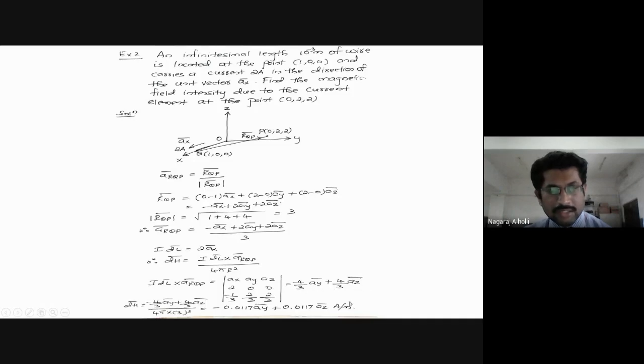That is, I dl bar cross aRQP bar is minus 4 by 3 aY bar plus 4 by 3 aZ bar. That is the numerator of this equation, divided by 4 pi R squared, that is 4 pi into the magnitude of the distance vector 3, into 3 squared. Then on final simplification, you will get minus 0.0117 aY bar plus 0.0117 aZ bar ampere per meter. Okay. I hope everybody noted down this solution.